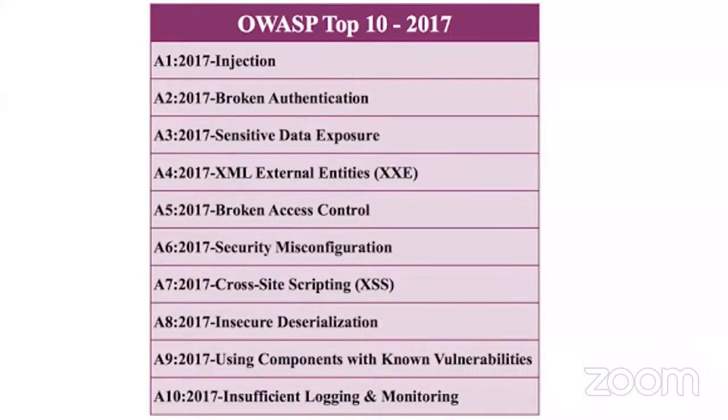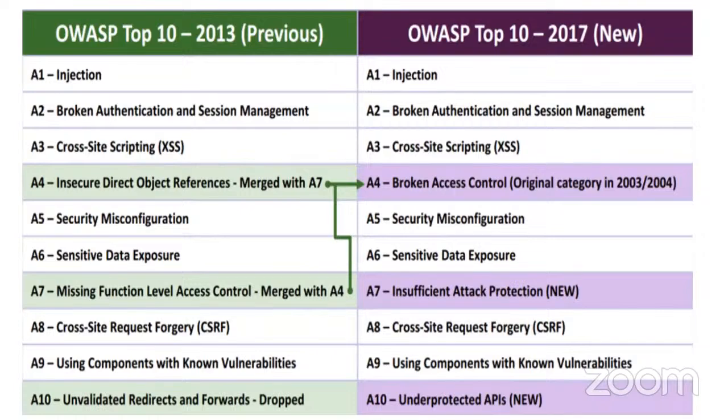According to the survey of how web applications are affected, they have classified and labeled them 1 to 10. And we have the comparison of the previous 2013 list and 2017, and how it is framed. They changed insecure direct object references, merged with broken access control, and we have insufficient attack protection. That is a new one. And this is the new configuration.